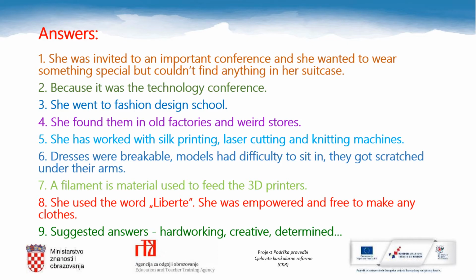Question number 7. What is a filament? A filament is material used to feed the 3D printers. Number 8. Which word did she choose for her first 3D printed jacket and why? She used the word liberté. She was empowered and free to make any clothes. And the last question, question number 9. Choose 3 adjectives to describe Danet's personality. Our suggested answers are hardworking, creative, determined.